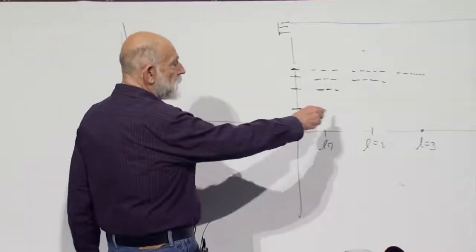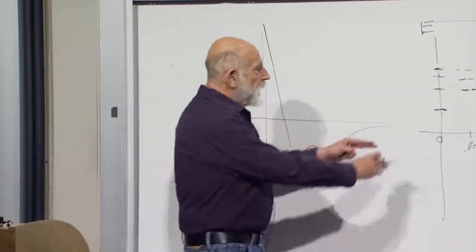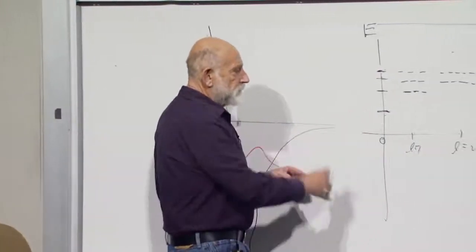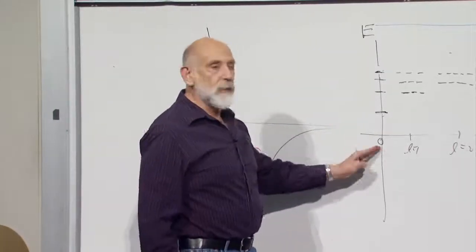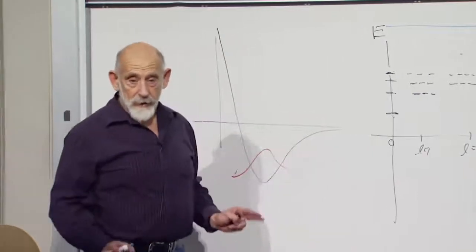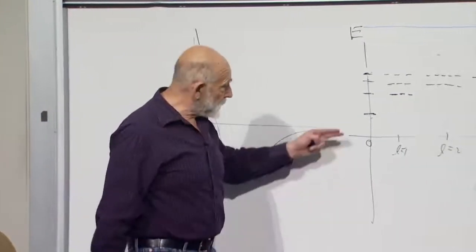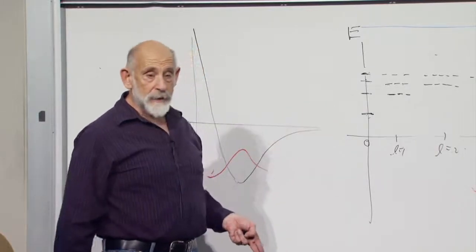What is the degeneracy at each level? Here's the lowest energy level. There's only one state. It has angular momentum 0. It's called the ground state. It's the lowest energy state of the atom. If this were the hydrogen atom, for example, it would be the most deeply bound state.